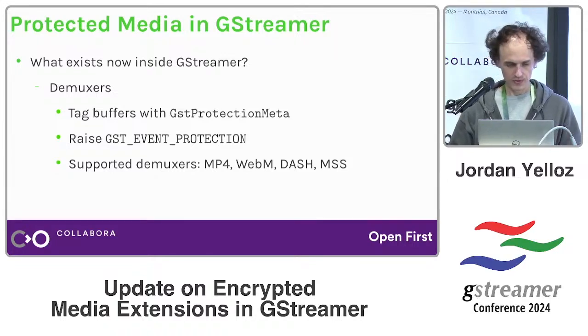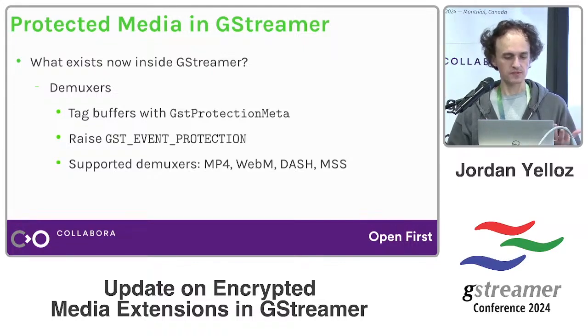So basically what happens is, as the MP4 or whatever is being processed by GStreamer, the demuxer basically learns that it's encrypted, and it lets the rest of the stream know about it, and the application as well.